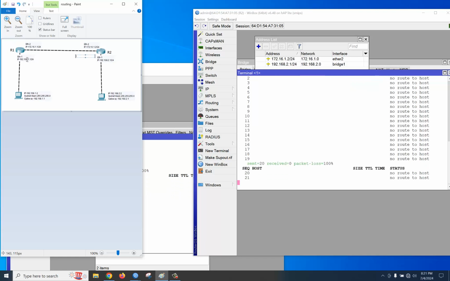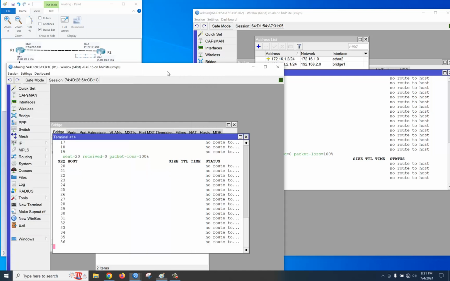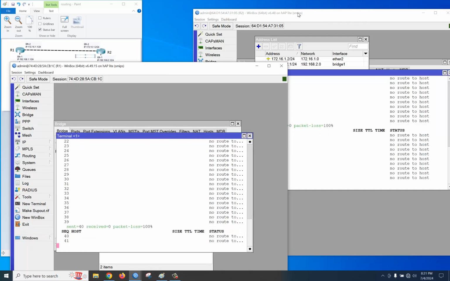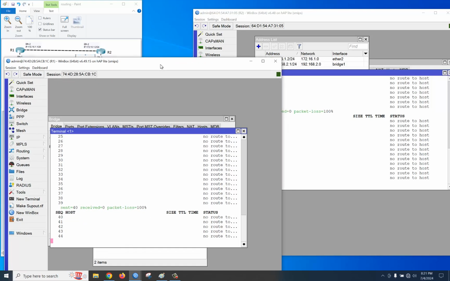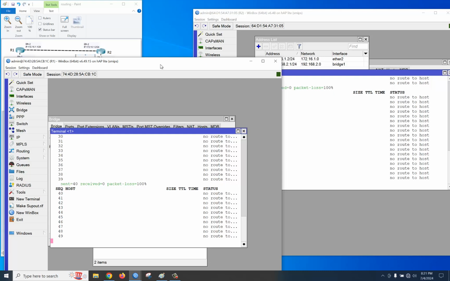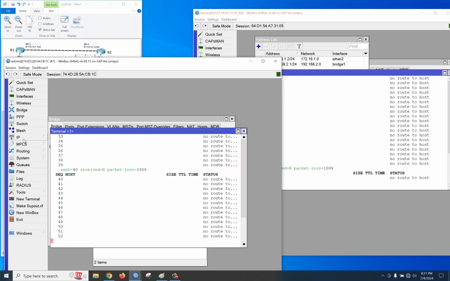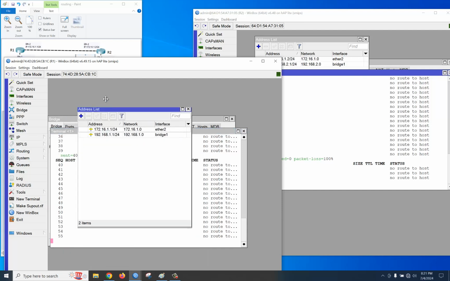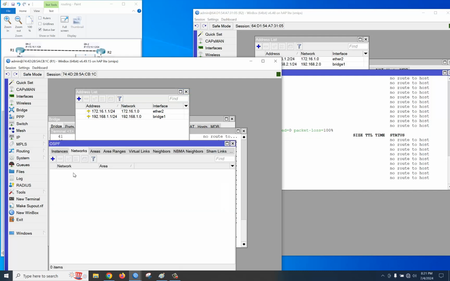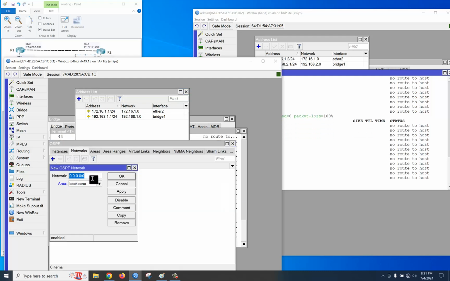And today our plan is to configure OSPF here, right? Now the question is how to configure OSPF. OSPF configuration is very easy. You should just declare your connected networks. So how can you see your connected networks? You should go to IP, then Address. You can see there are two networks, right? Then you go to Routing, OSPF, then plus, and assign the network here: 172.16.1.0/24. Then click OK.